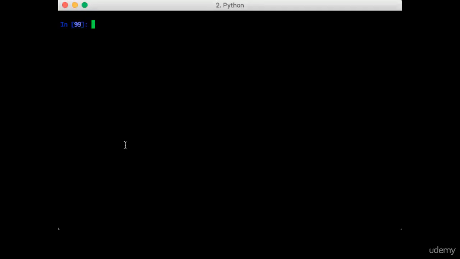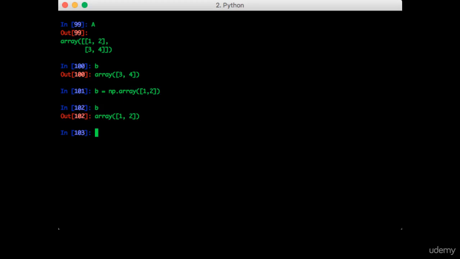Let's do an example. So A is going to be 1, 2, 3, 4. B, I think we already have it. You know what, let's use 1, 2. So B is 1, 2, A is 1, 2, 3, 4. So the solution to this is X equals np.linalg.inv of A times B. So the solution is 0 and 0.5. You can try solving that by hand to be sure.